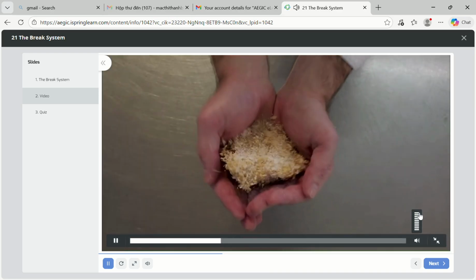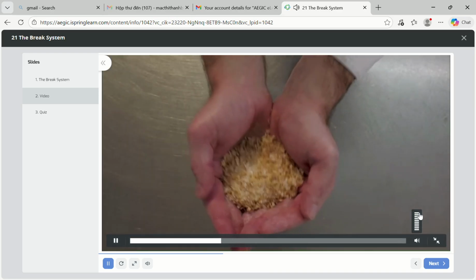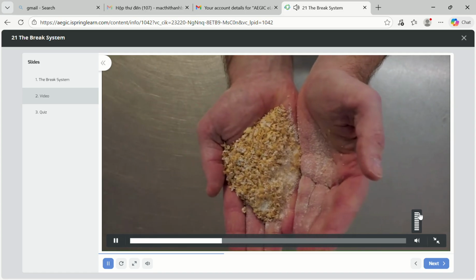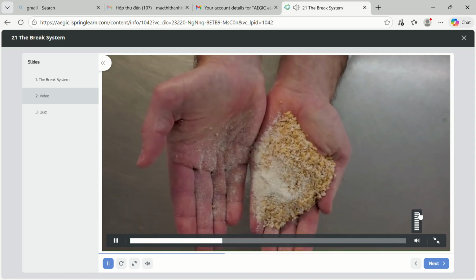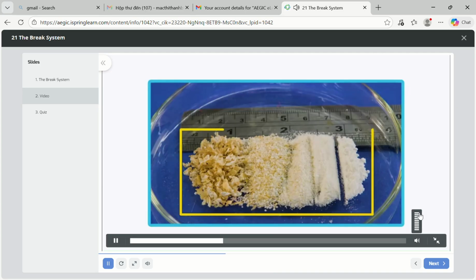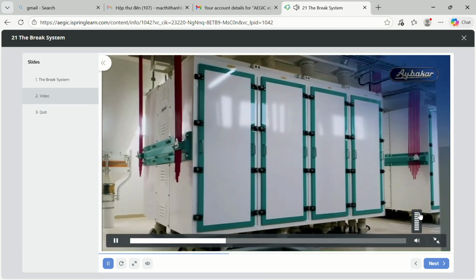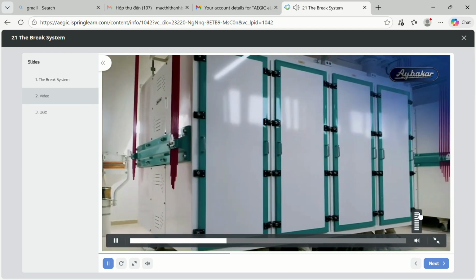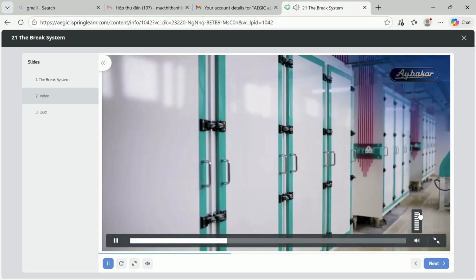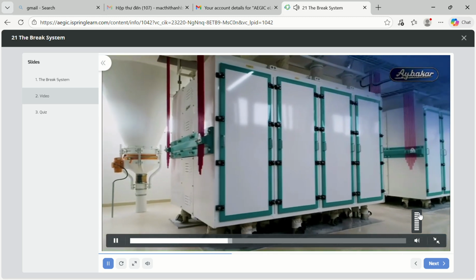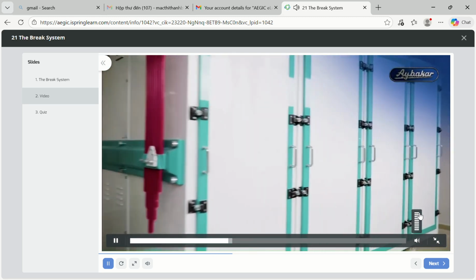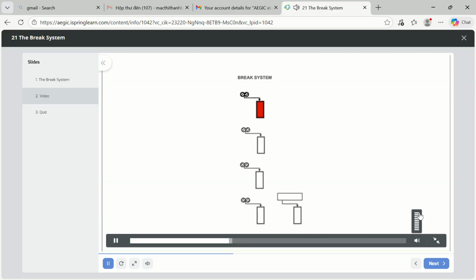The stock exiting from the first break roll will ideally be mostly large bran particles and large pieces of endosperm. But there will usually be a spectrum of particle sizes, including some flour. The stock must next be sifted over a range of screen sizes to separate the particles by size. This is achieved in the first break sifter section.